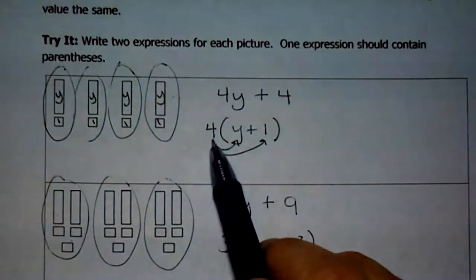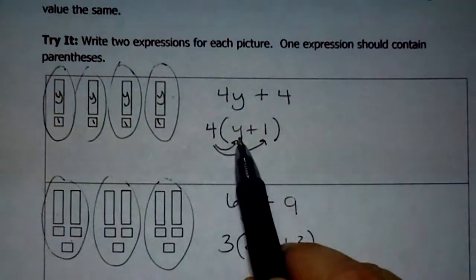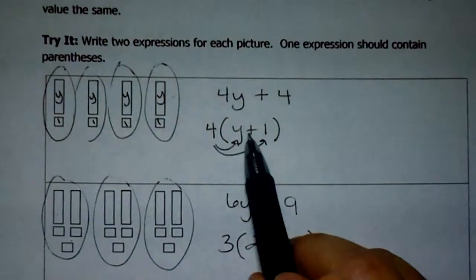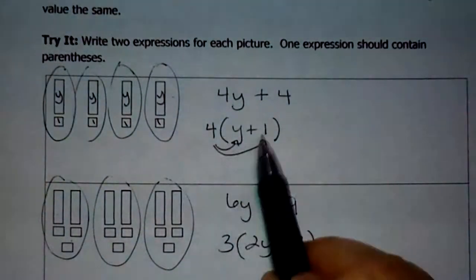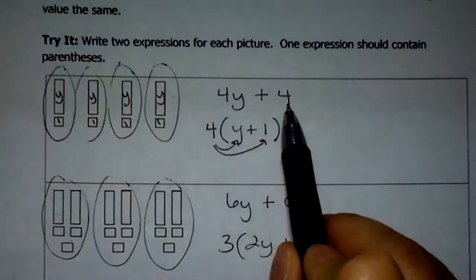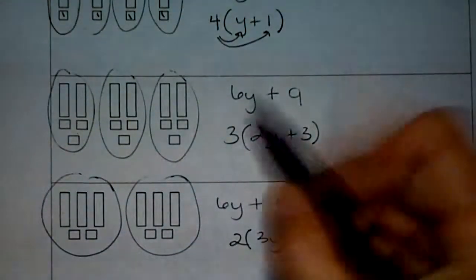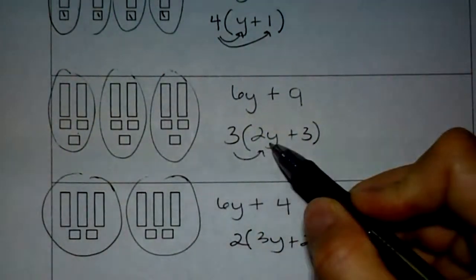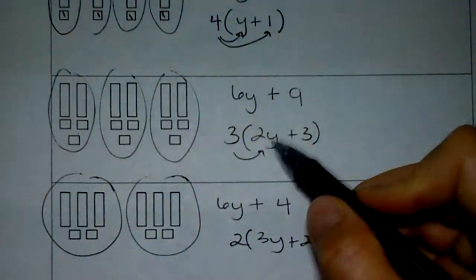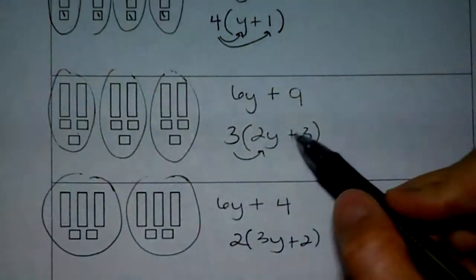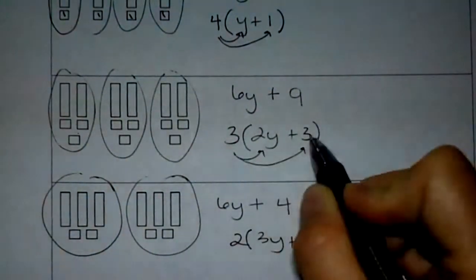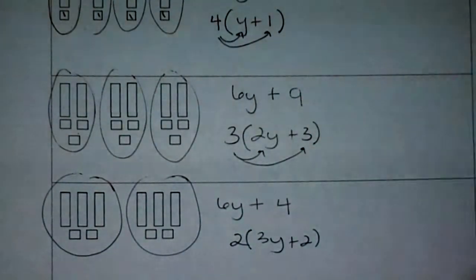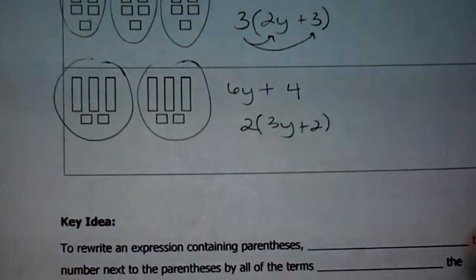I'm hoping that you're seeing that 4 times y is 4y, and I need this addition sign to separate the terms or they fight. And 4 times 1 is 4, right? Now let's see if that same process works here. If you take 3 times 2y, so you're saying 2y, 2y, 2y, that means I have 6y, separating that with an addition sign, and 3 times 3 is 9. Yeah? Give it one more shot and see if it works here.